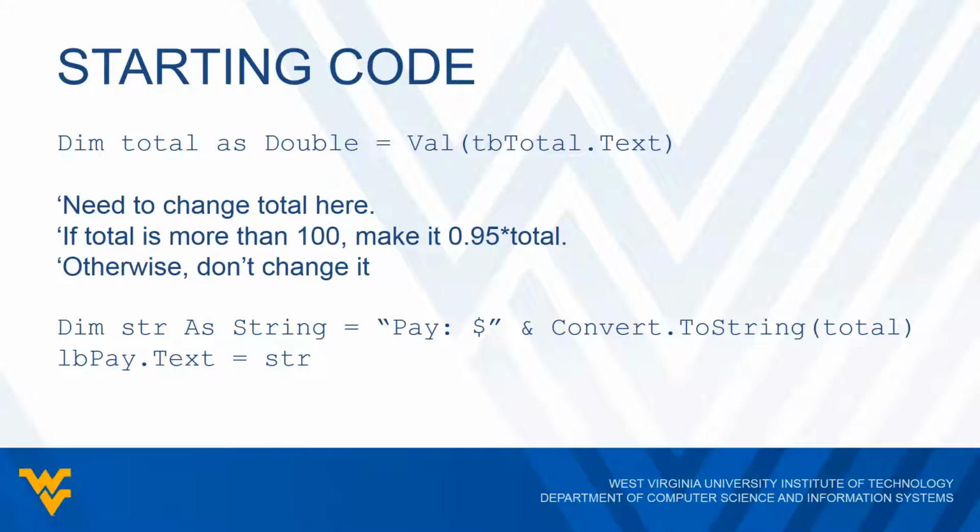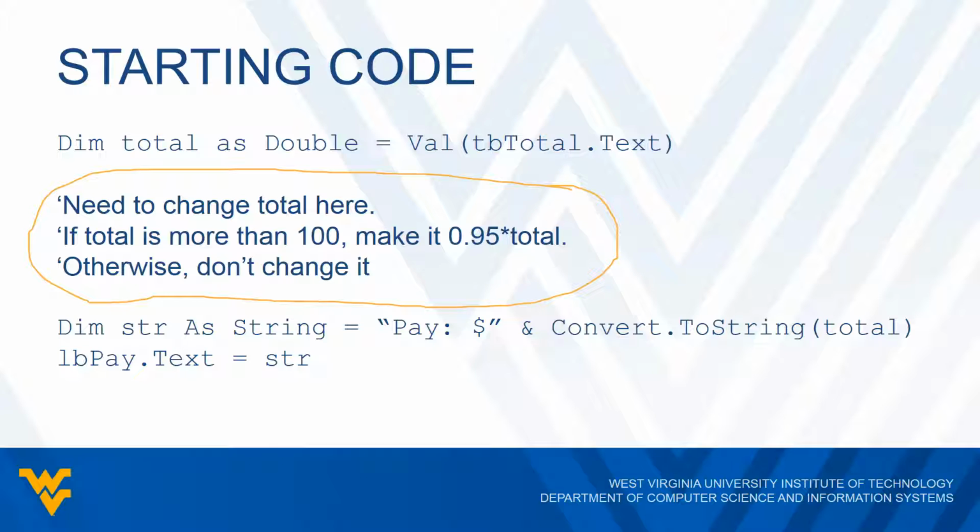So we know what's going to happen at the very beginning, and we know what's going to happen at the end, but this middle part is what is missing. So this section right here is incomplete. We need to actually change the total. If the total is more than 100, we need to make that 5% discount happen. The way we can do that is just multiply the total by 0.95, which is pretty much saying get 95% of the total cost, which is the same thing as doing a 5% discount.